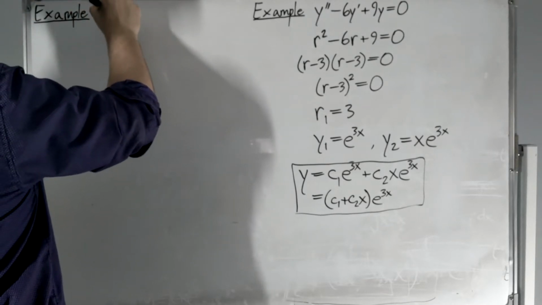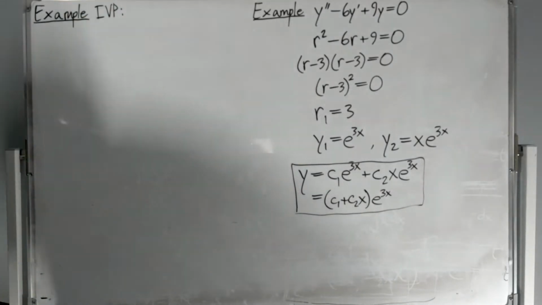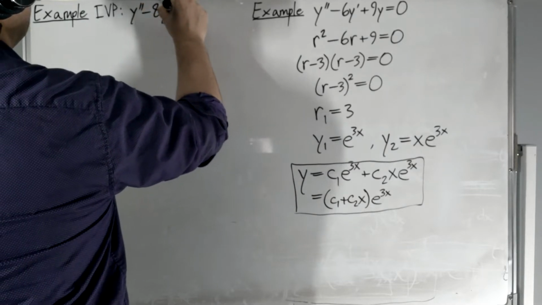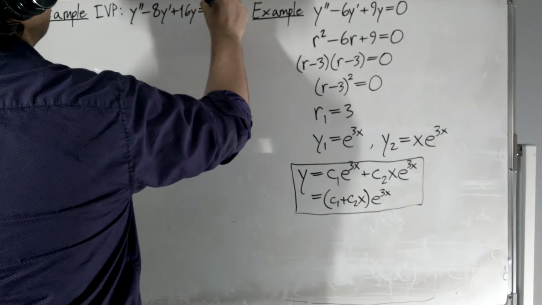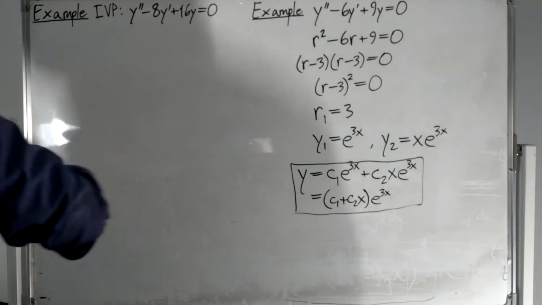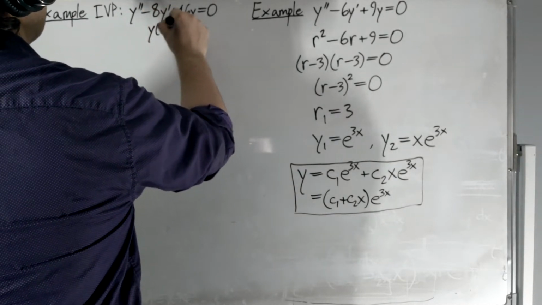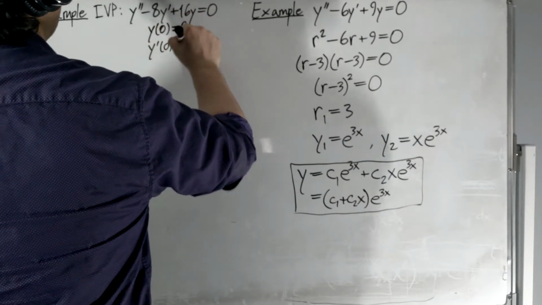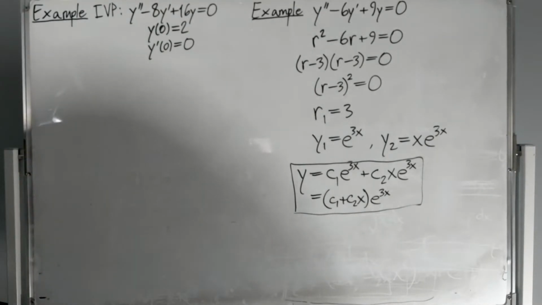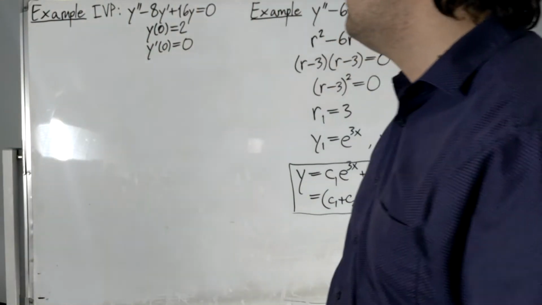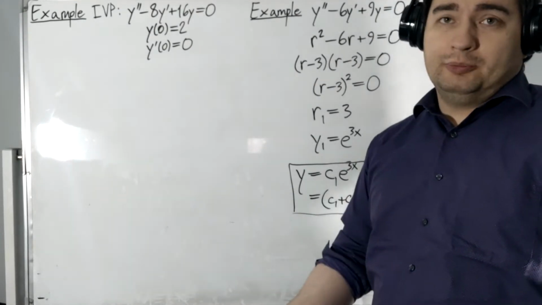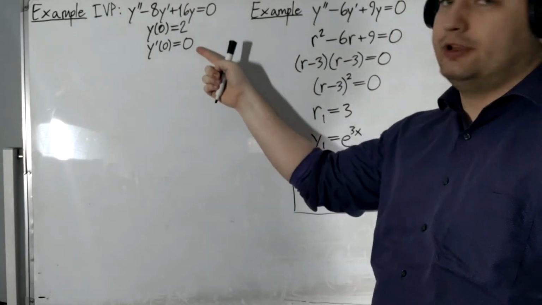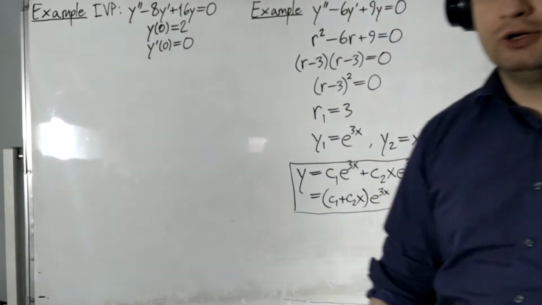Let's suppose we're going to solve the initial value problem y'' minus 8y' plus 16y equals 0, with the initial conditions y(0) equals 2 and y'(0) equals 0. Again, because we have a second order ODE, we're going to need 2 initial conditions, one for y and one for the derivative of y. Okay?